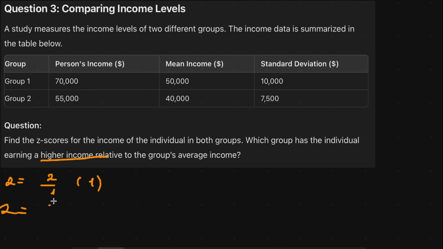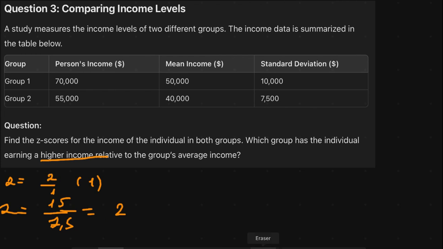And for the z-score of group B's person's income, I get 15,000 over 7,500, which gives me basically 2, right? So now I can make some conclusions based on these z-scores.